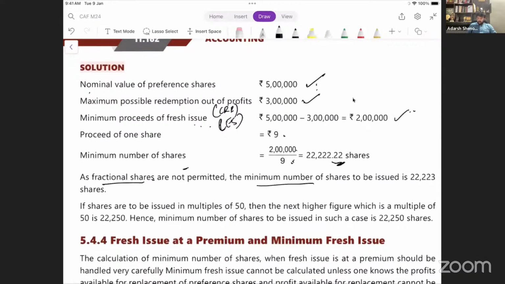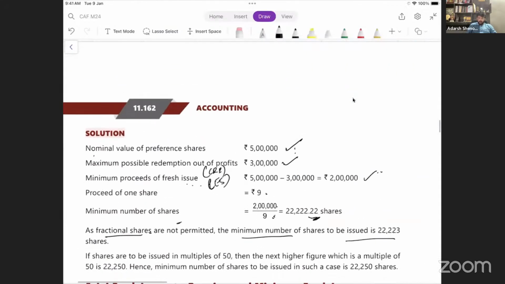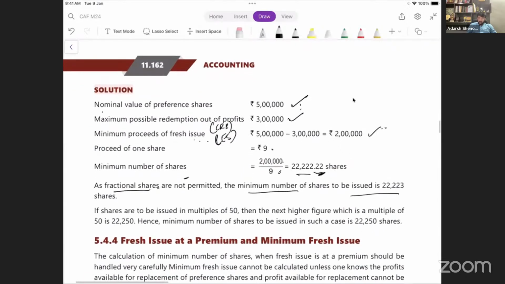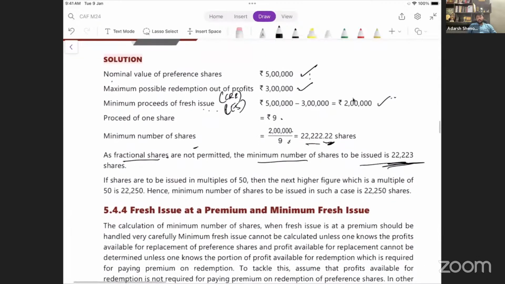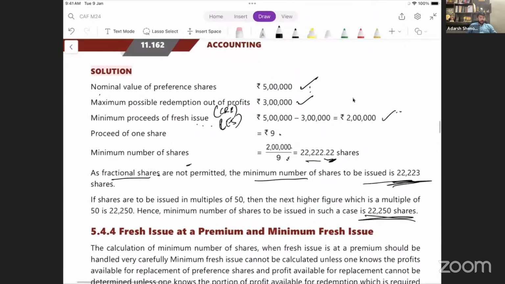I can't issue fractional shares. Therefore, the minimum number of shares to be issued is 22,223 shares. If it should be in multiples of 50, then I will take the next multiple of 50 after 22,223, which is 22,250 shares. You can take this down in your notes. Very simple solution.